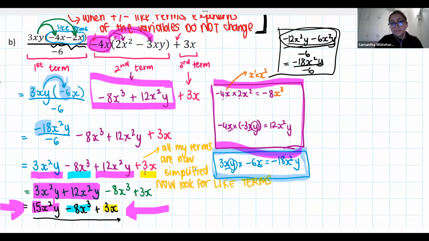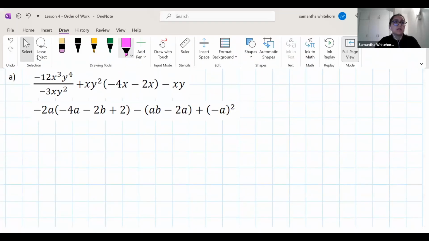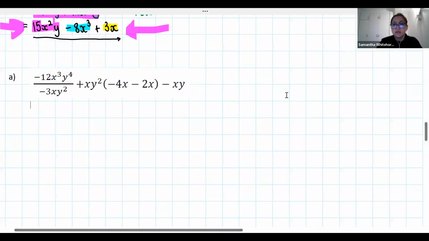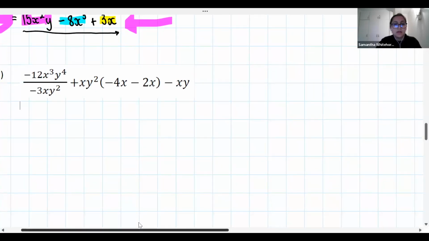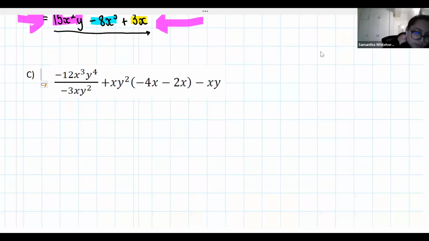All right, guys, I hope you all got your screenshots. I am moving on to the next example. Okay, so have a look at this one. Tell me quickly in the chat how many terms are in this expression. Remember, terms are separated by plus and minus signs outside of a fraction or a bracket. So how many terms do we have here?